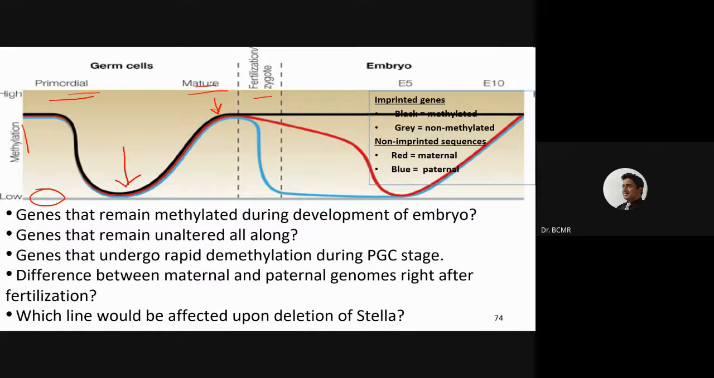And during fertilization, that undergoes demethylation, one rapid for the paternal or male pronucleus and gradual for the female one. And some genes will remain methylated, and that is for those imprinted methylated genes. And supposedly, Stella is a protein that apparently protects the imprinted genes from demethylation.